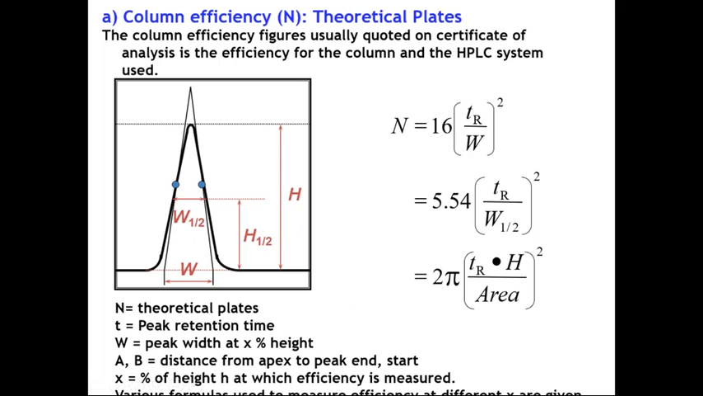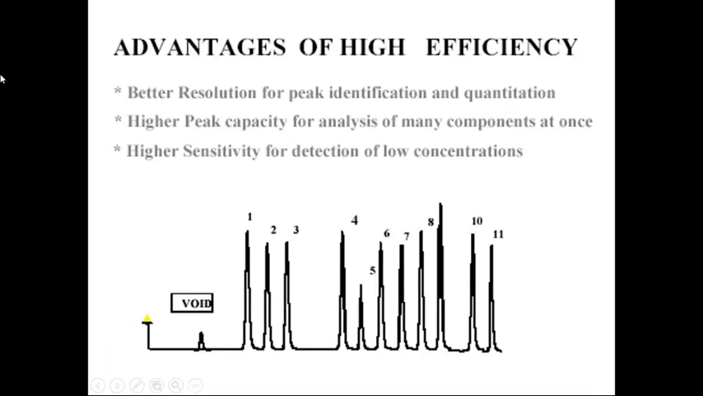If after using it for a month or two, you find that you're not getting the same separation that you saw on day one, you can actually determine the theoretical plates. And if the theoretical plates have gone down from what the manufacturer has given, then your column has gone bad, and either you need to regenerate it or take a new column.